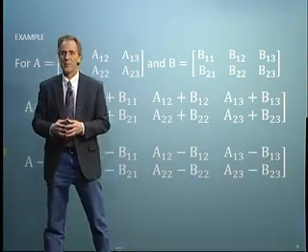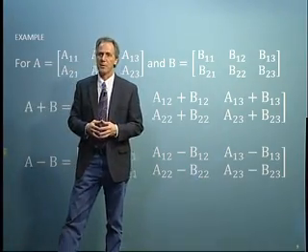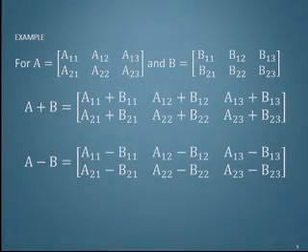Here's an example you can see on the screen where the corresponding elements of A and B are matched up in the addition and in the subtraction. A11 represents the value in the first row, first column.